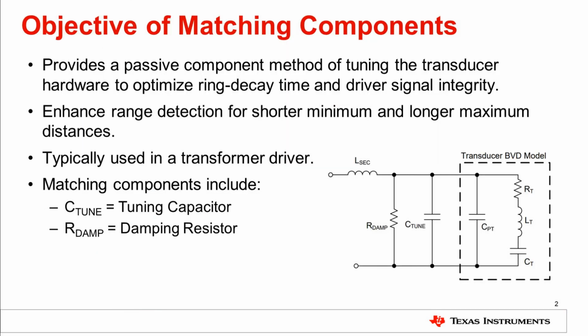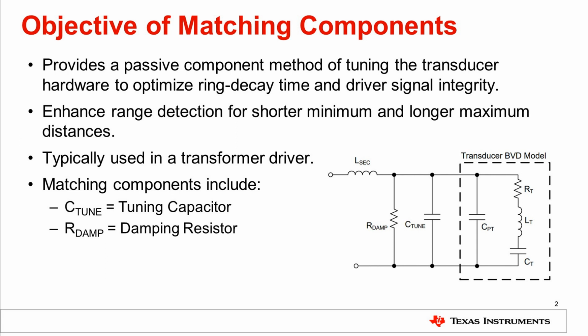In the event your transducer's performance needs additional hardware optimization, you must use external passive components called matching components. Matching components are typically more applicable to the transformer driver mode. Matching components such as a capacitor in parallel to the transducer, called a tuning capacitor, and/or a resistor in parallel to the transducer, called a damping resistor, can help reduce the ring decay time or optimize the driver signal integrity.